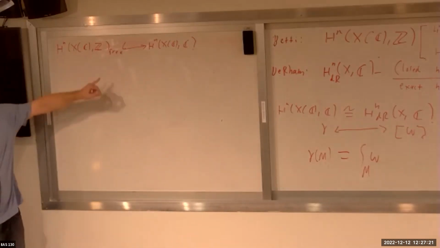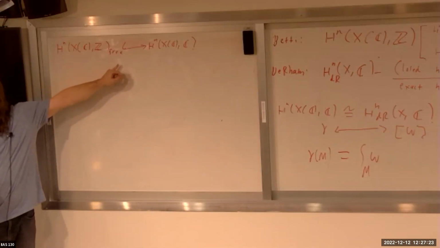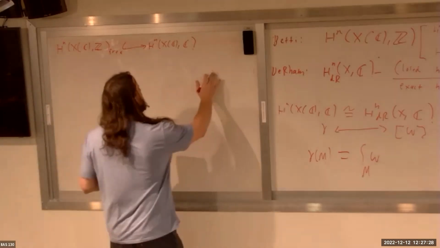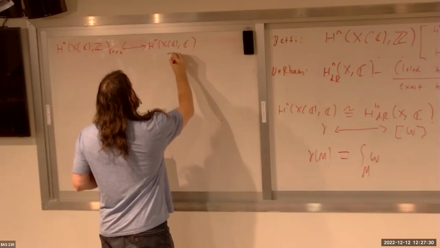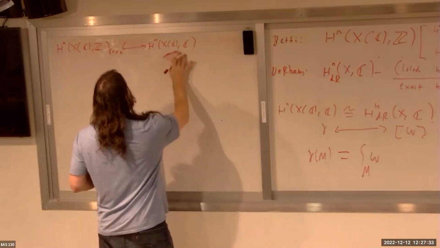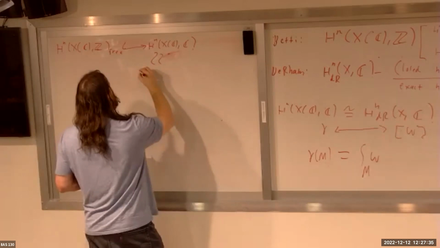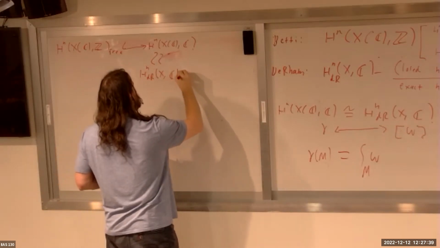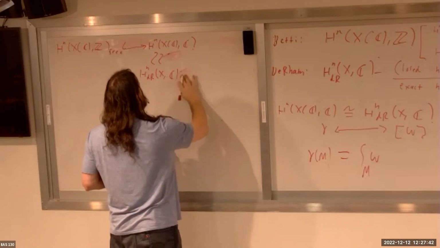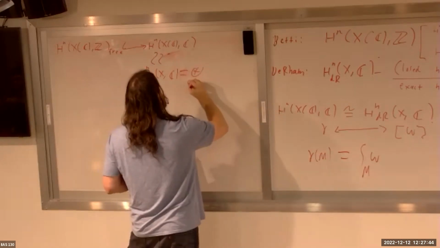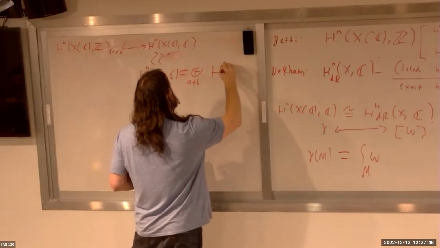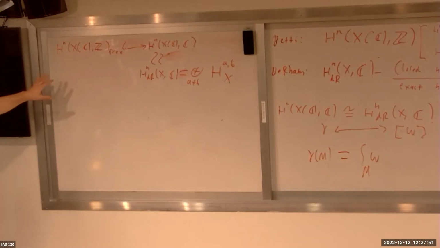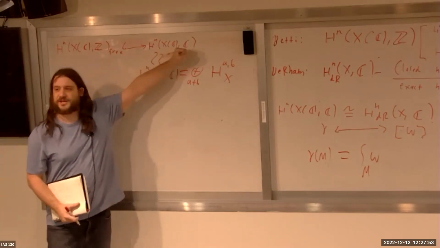Sorry? Oh, the "sub free" means I'm quotienting out torsion. Okay. Yeah. So I don't want to pay attention to it. Even though you can, that gives more information, but I'm going to be lazy. And this is isomorphic this way to the de Rham cohomology, which itself is actually equal to this direct sum decomposition, H^{a,b}(X).